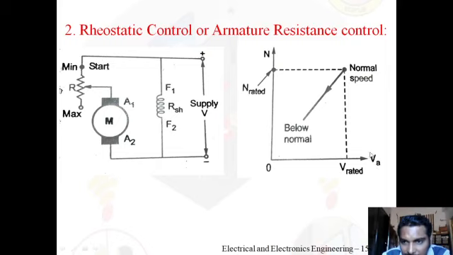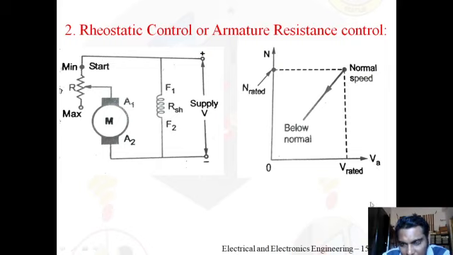So on the x-axis we have taken the armature voltage. The variable parameter is the armature voltage. VA represents the voltage across the armature. N rated is nothing but the no load speed or the rated speed of the DC shunt motor. V rated is the rated voltage which is applied to the DC shunt motor.